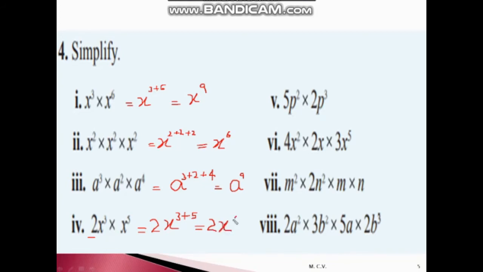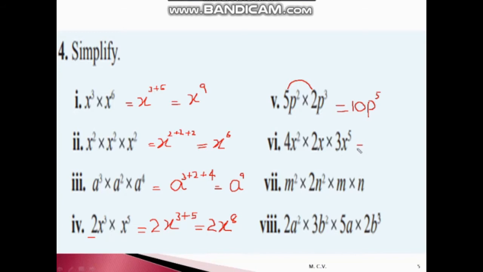See the next one. First, you have to multiply two numbers together. 5 multiplied by 2, 10. Now, there are two powers with the same base p. Then we can add the indices, 2 plus 3. Directly I will write the answer, 2 plus 3, 5. So 10p to the power 5.